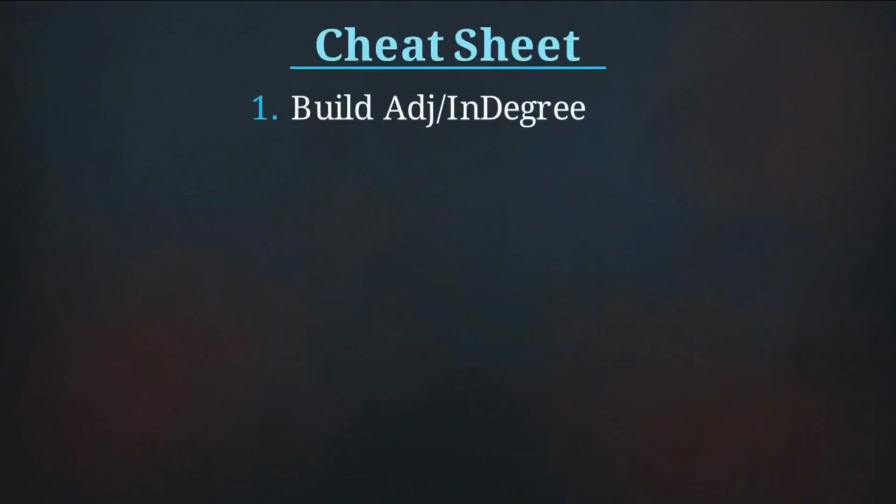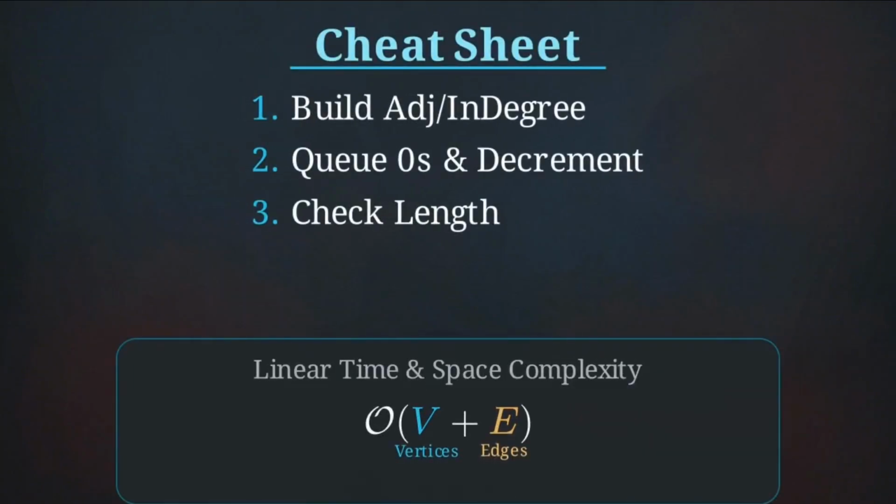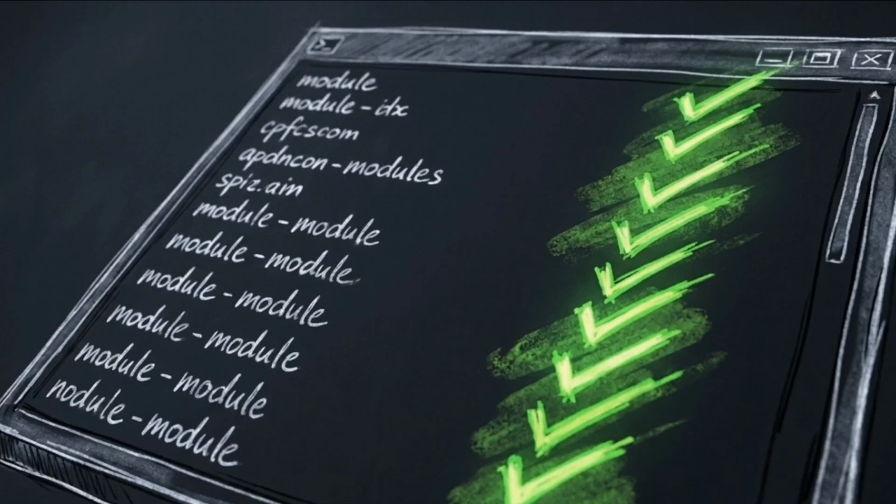This cheat sheet summarizes the logic. Because the algorithm evaluates every vertex and every edge exactly once, it runs in O(V+E) time and space. Kahn's algorithm is the engine used for dependency resolution in every major package manager and software build system.